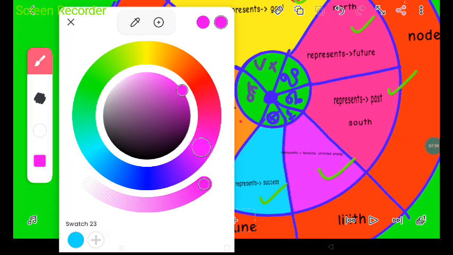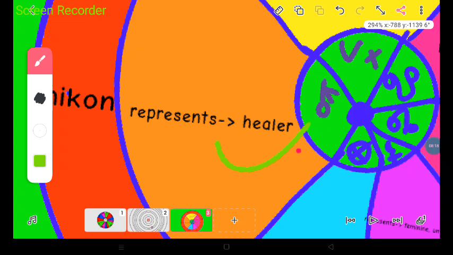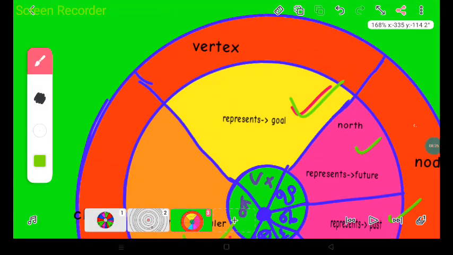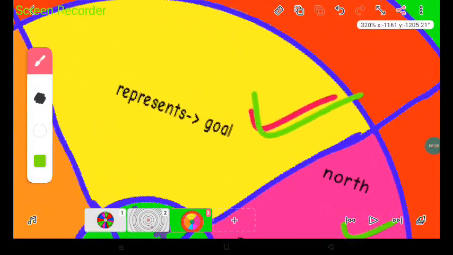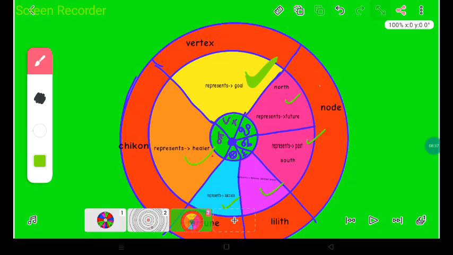By the way, guys, if any of these things are in retrograde, then it means that they are doing the opposite of what they're supposed to do. For example, if Chiron is in retrograde, then it is damaging you instead of healing you. And if your vertex is in retrograde, then it means that you can never obtain that thing. So yeah, bye.